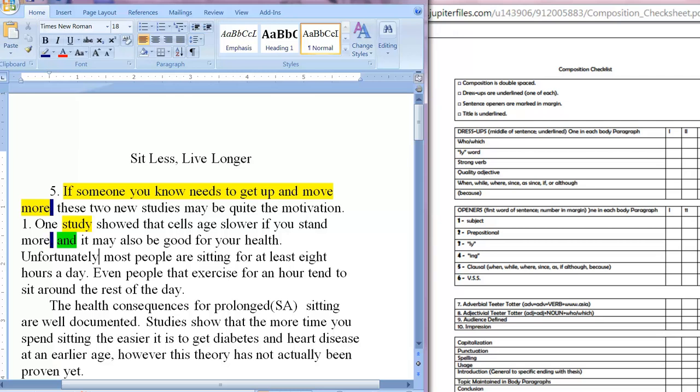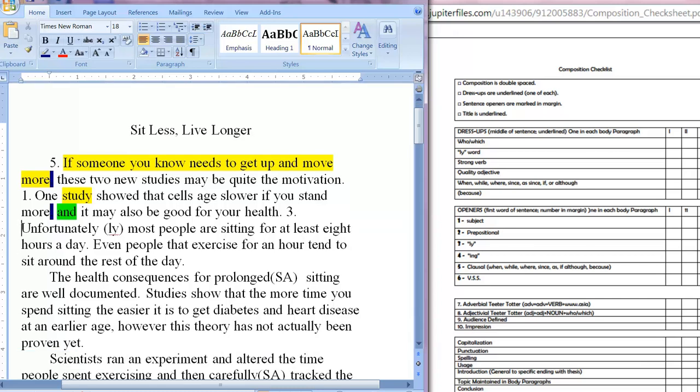Unfortunately, and you could have marked this one as your ly word, and it would also count as a number 3 opener. Unfortunately, most people are sitting for at least 8 hours a day. Even people that exercise for an hour tend to sit around the rest of the day.